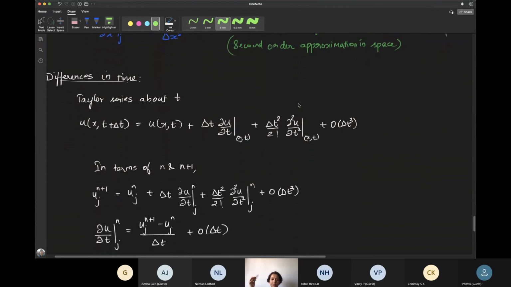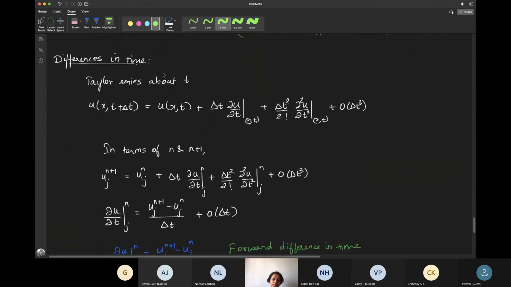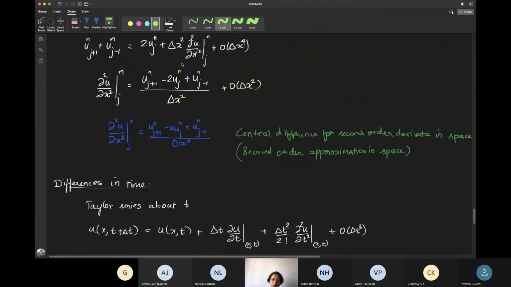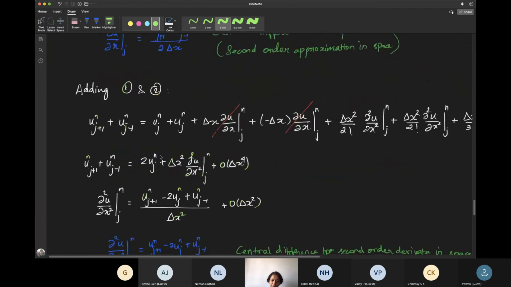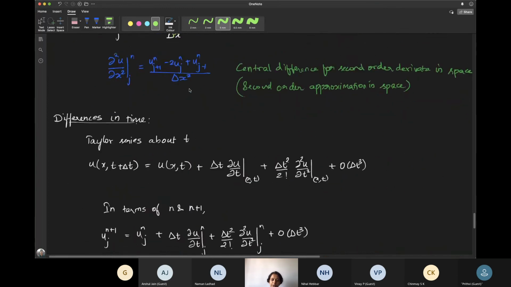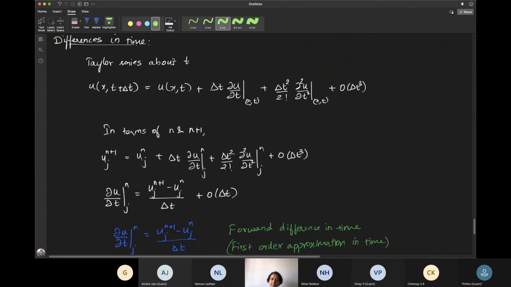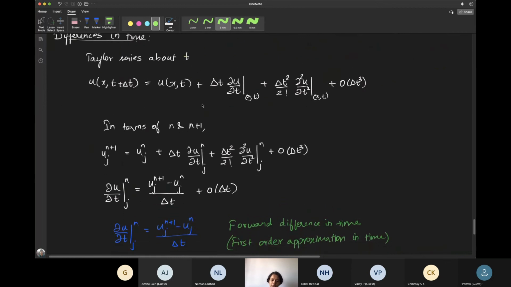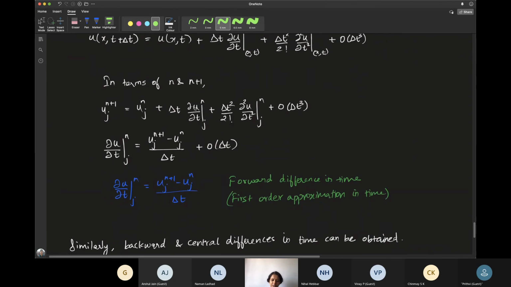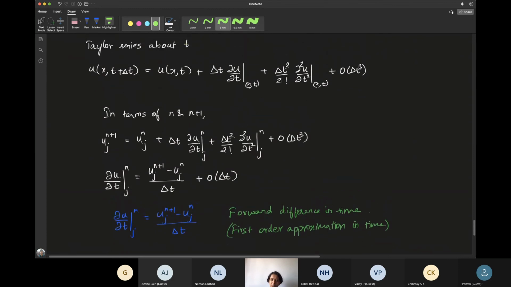So now the same thing, all of this has been done for your space. Now you can do it for time. You can have forward in time, backward in time, central in time, everything. So here I have just shown forward difference in time.